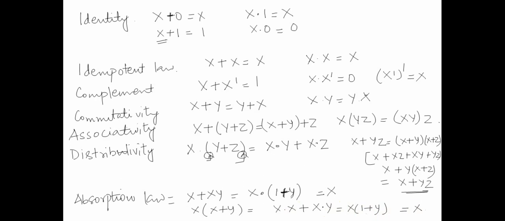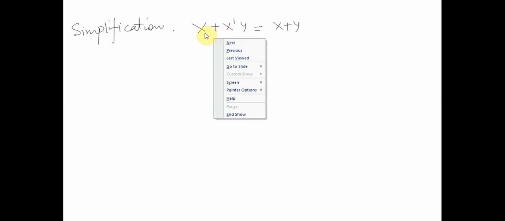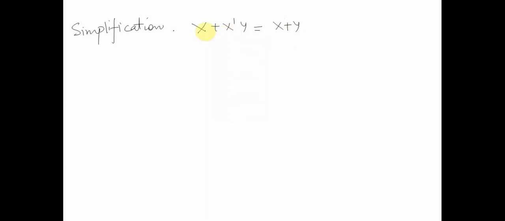Correct? Now we have the next law, which is called the simplification law. In this law, we have x plus x bar y is the same as x plus y. This is because, if x is 1, x bar will be 0, so the answer would be x. And similarly, if x is 0, x bar is 1, and the output would depend upon the value of y. This is the simplification law.